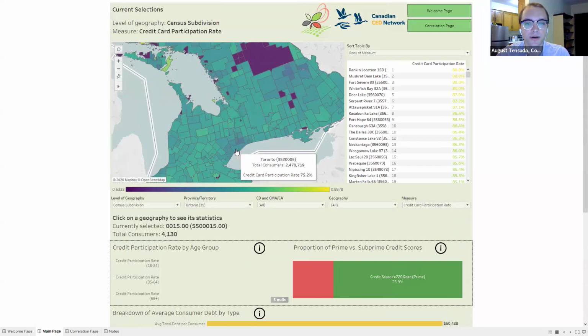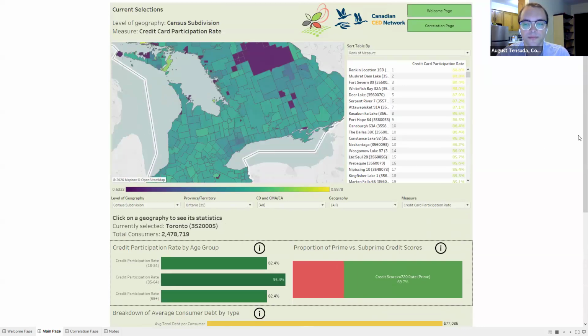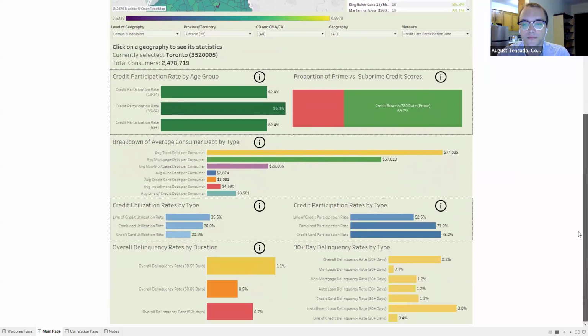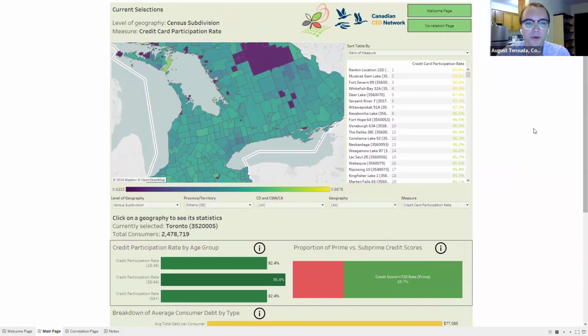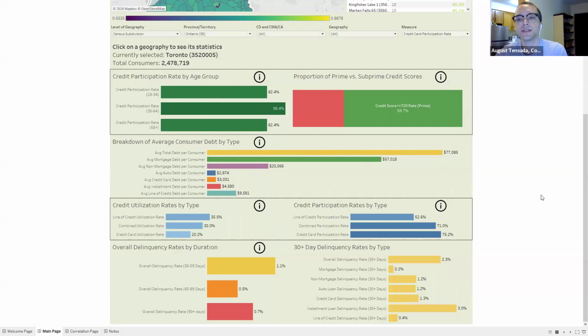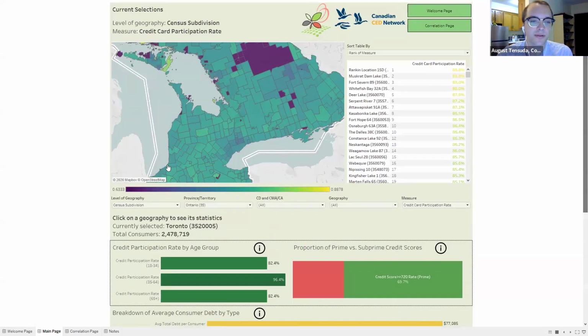Where should we click? Let's click on Toronto. So maybe I'll just do some sample analysis of Toronto. If we take a look at the charts here, what do we see right off the bat? We see that they have a good participation rate. It's quite high. It's highest among the middle age, which you'd expect. Let's look at national quickly, actually.